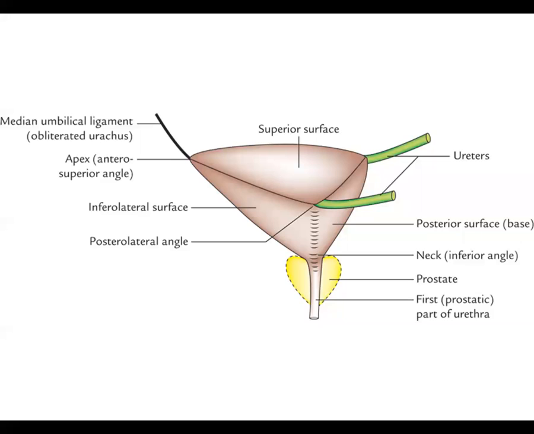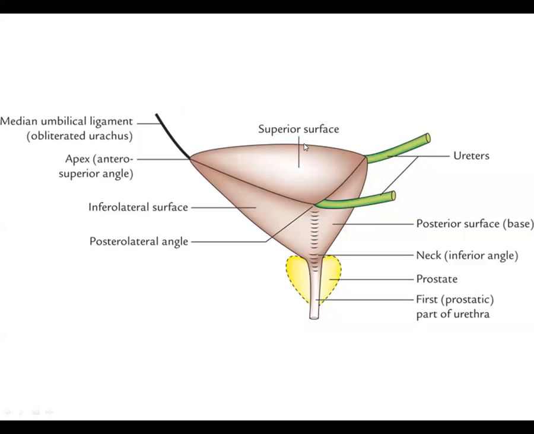So first of all we have covered the external features, and it will differ for both the empty and the full bladder. Then next we have also seen the position. The position of the empty bladder is in the pelvic cavity. But when it is full, it becomes an abdominal organ. Also the shape changes according to the content of the urine.